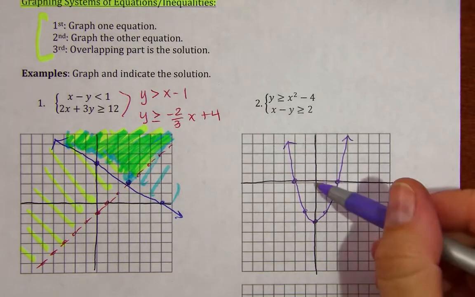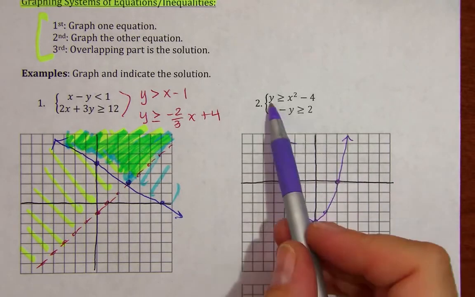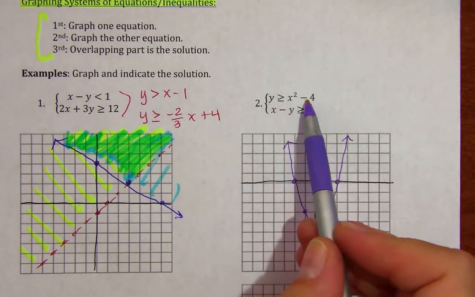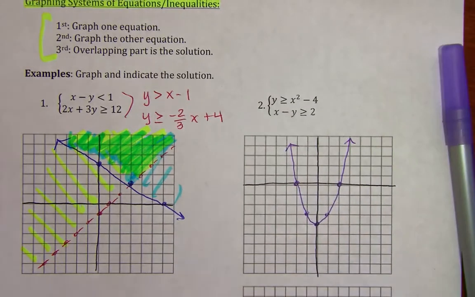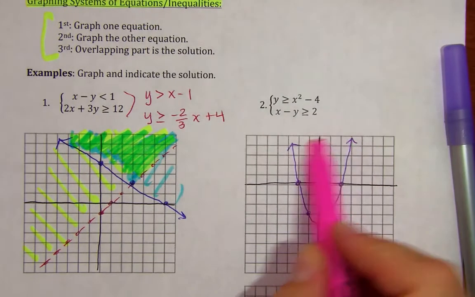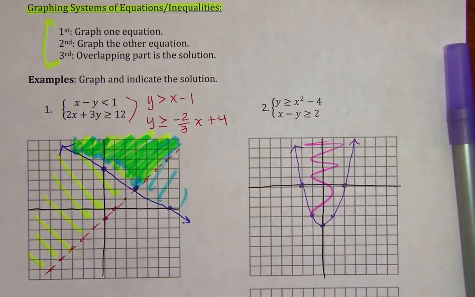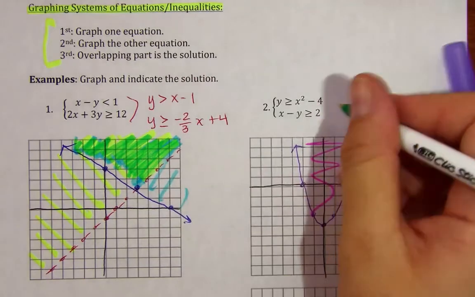And we can choose a test point. If I plug in 0, 0, and 0 is greater than -4, so we would be shading above here. And I'm just going to really lightly shade. And then I can draw my other one, this line.